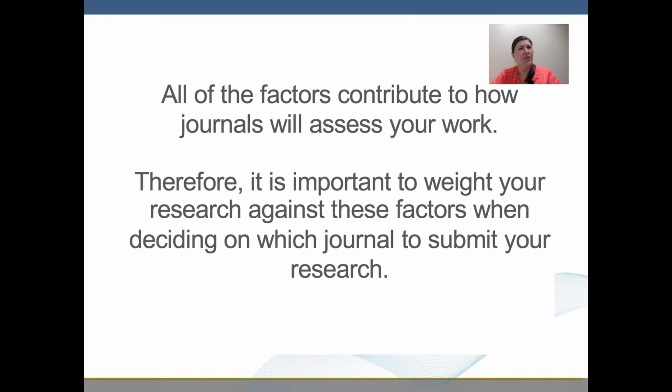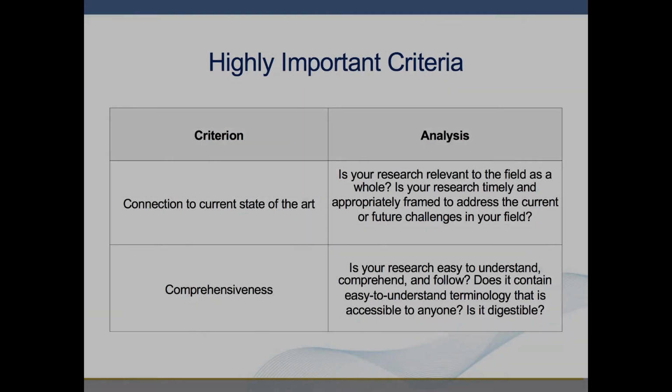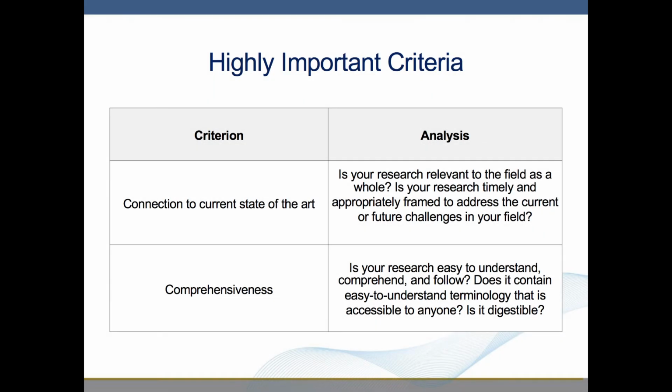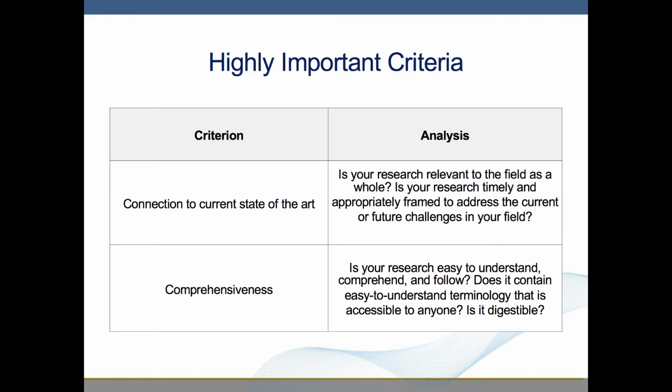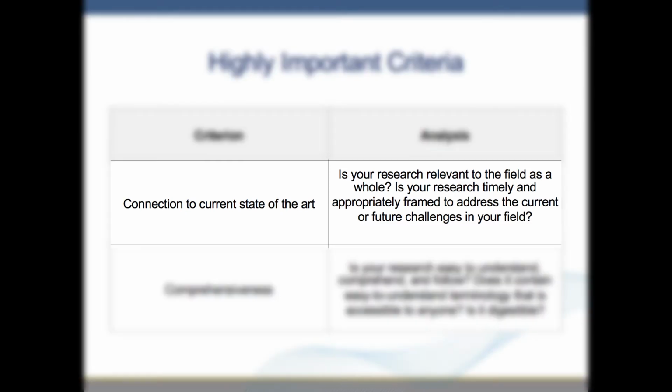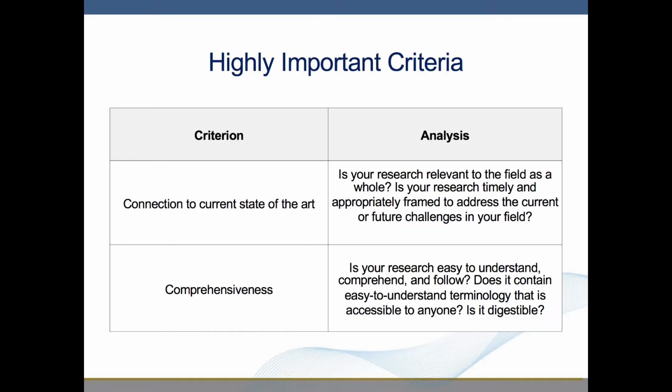Does your research fit these criteria? Along the left, you'll see the criterion, and along the right, an analysis of it. There are two highly important criteria. These include connection and comprehensiveness. Connection to current state of the art. Is your research relevant to the field as a whole? Is your research timely and appropriately framed to address the current or future challenges in your field?